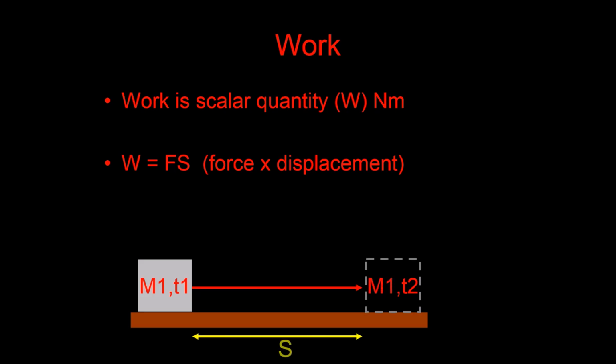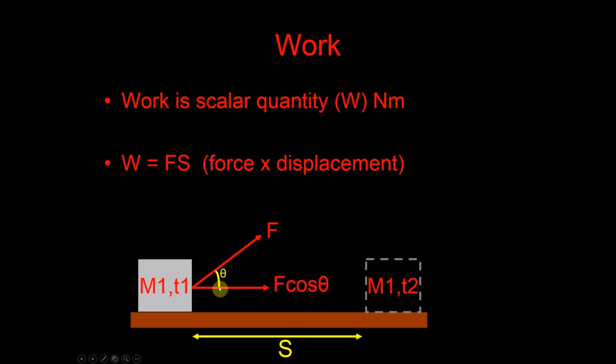If we move mass 1 from position 1 at T1 to position 2 at T2, then our work is our force times this displacement S. Work is equal to F times S. Now we do have to be somewhat careful when we look at this. Here we are displacing this mass in the x-axis, and as such that means we can only combine a force in the x-axis with a displacement in the x-axis.